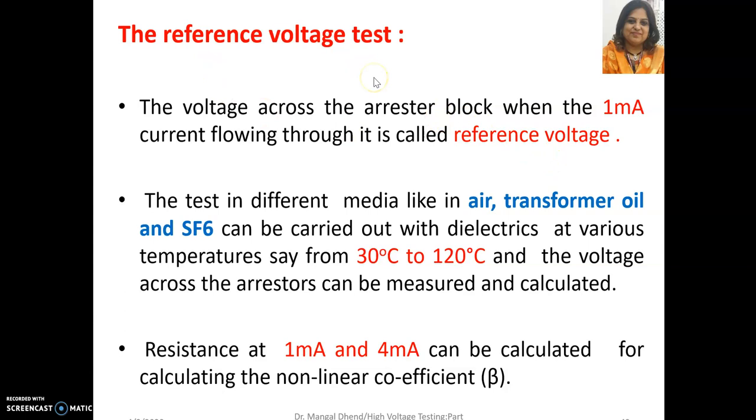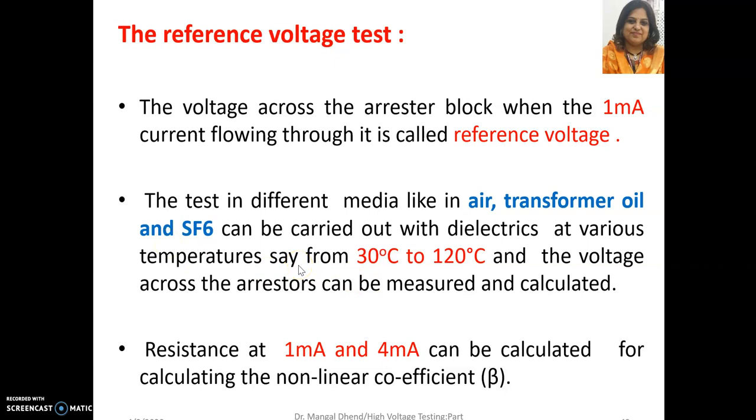And this reference voltage is tested because again the voltage should not be very high. If the voltage across one block is high, then the whole voltage across the lightning arrestor will increase, and that will also cause the resistance characteristics to drop. It is not desired during normal operating condition. So the reference voltage is also tested. The test in different media, air, transformer oil and SF6, is carried out with the dielectrics at various temperatures.